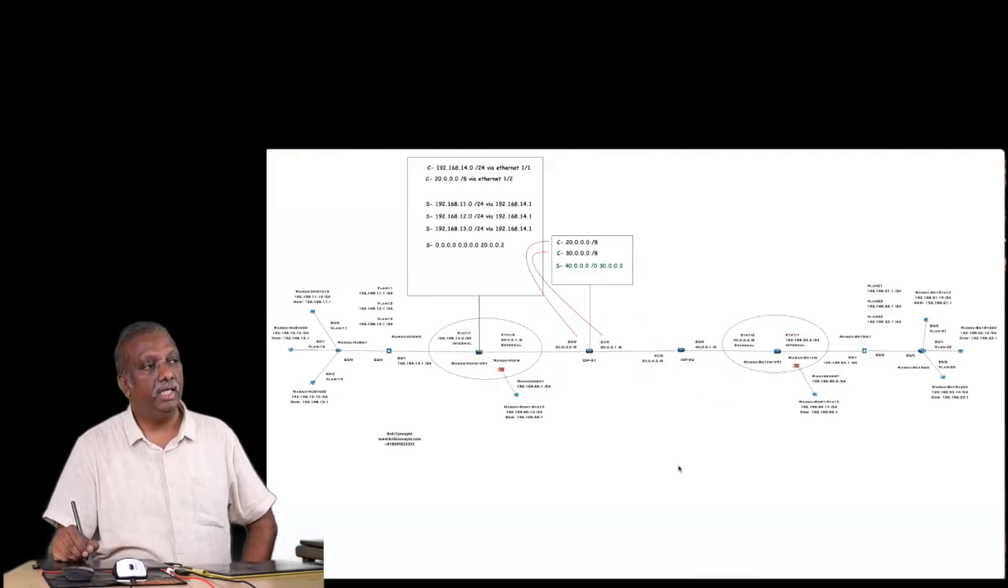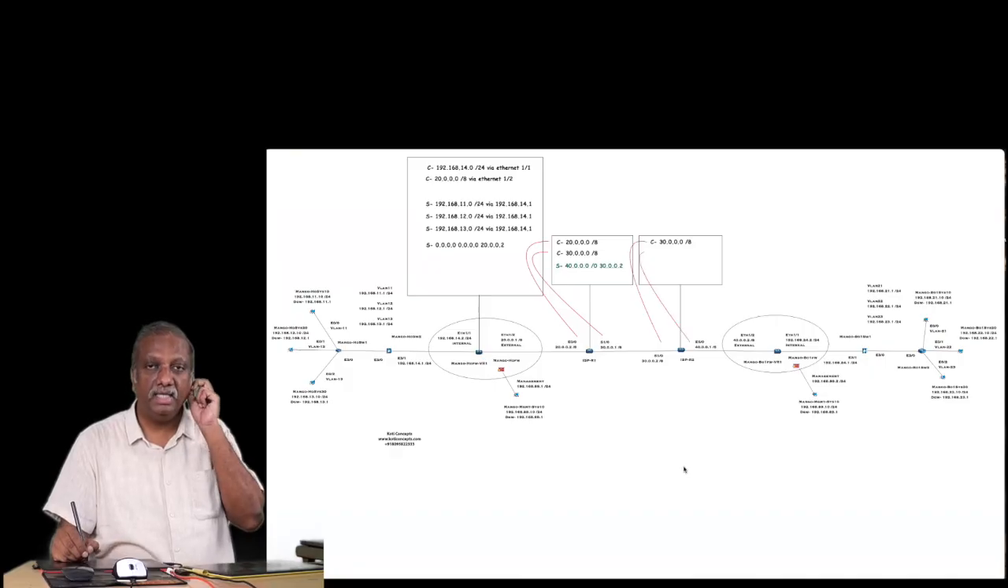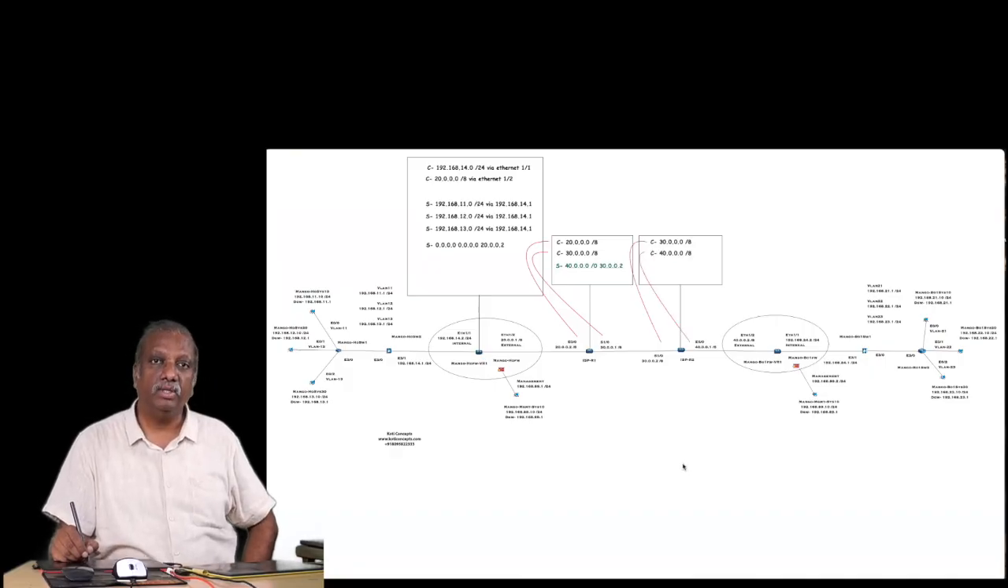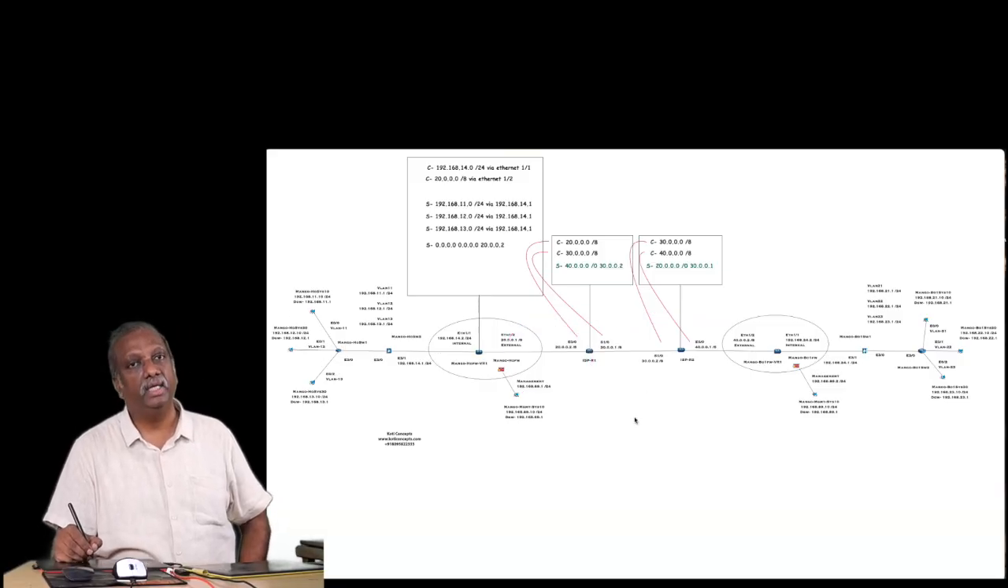Similarly, if I see the routing table of the ISP R2 router, it has routes for the 30 network because it is directly connected. It has a route for the 40 network because that is also directly connected. And we had a route saying that for 20.0.0.0, pass on the packet to 30.0.0.1. So these routes are there in the routing tables of the ISP R1 router and the ISP R2 router, right?